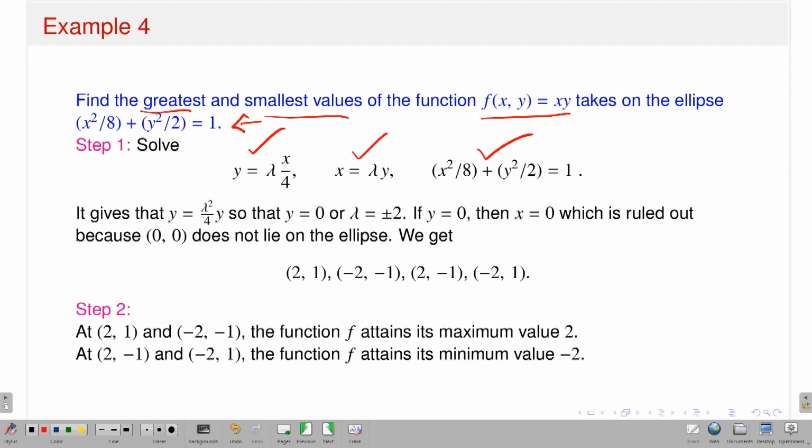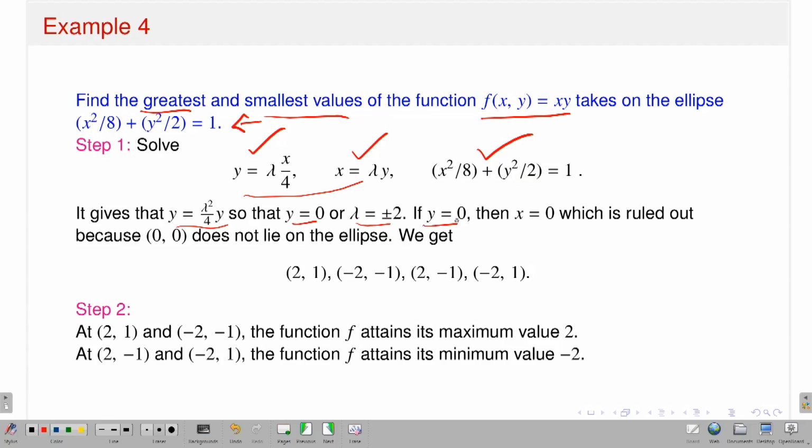So again, I am not giving the full solution for that, but I am giving a hint here. If you solve it, because these are three simple equations, you will be able to conclude that these two imply y is equal to lambda square by 4 times y, which has two possibilities: y is equal to 0 or lambda is equal to plus minus 2.